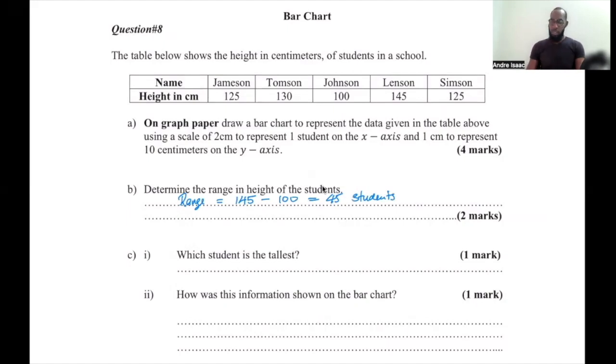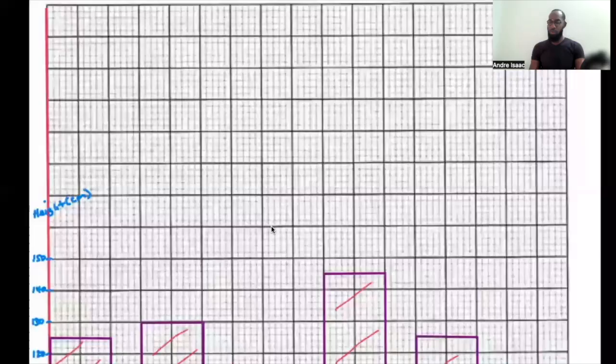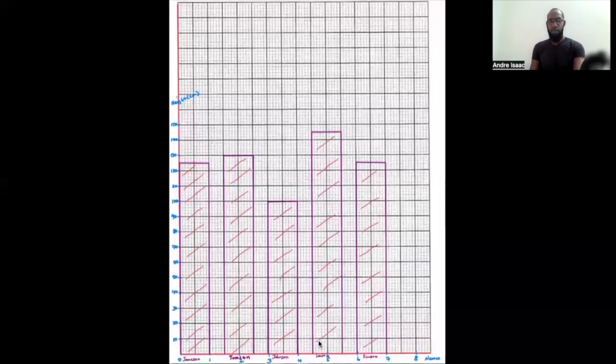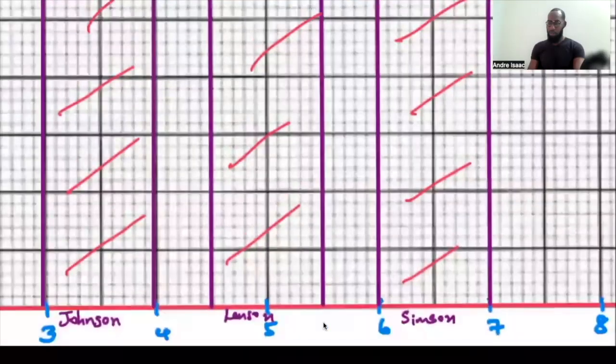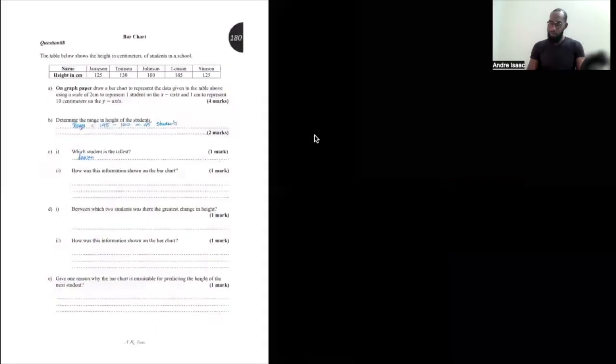Part C1, which is the tallest student? The tallest student is Lenson. They're asking how that information was shown on the bar chart. When you look at the bar chart, Lenson is the tallest, and to show it on the bar chart, it is the tallest rectangular bar, the highest rectangular bar. So keep it simple.